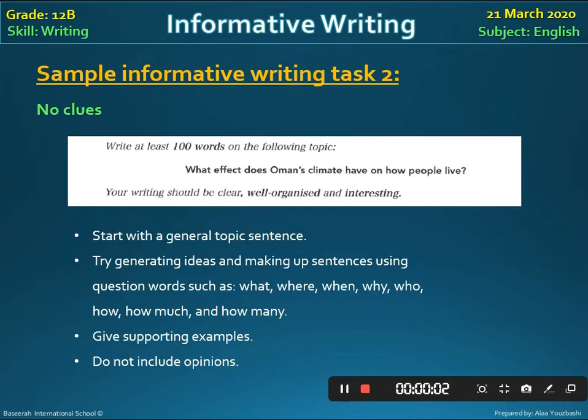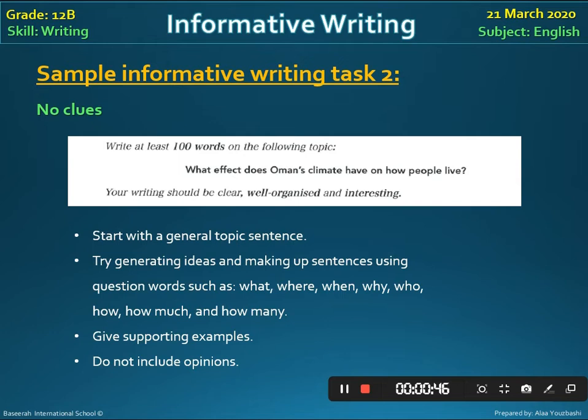Now that was the first type of the informative task. Now what about the second type, or task 2? Sometimes they might provide you with no clues at all. Like this question, they are saying write at least 100 words on the following topic. You see here, you can see no box of clues, no box of pieces of information. They're just asking you a question that's very straightforward. Just answer that question. What effect, for example, what effect does Oman's climate have on how people live? So all of your writing should be trying to answer this question. They didn't give you any pieces of information to help you.